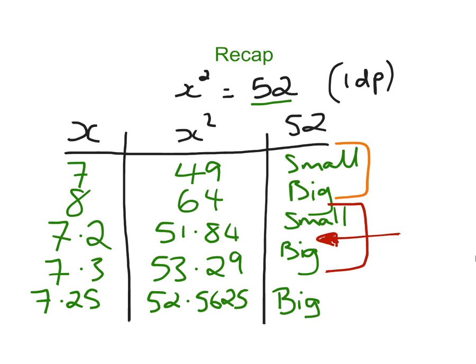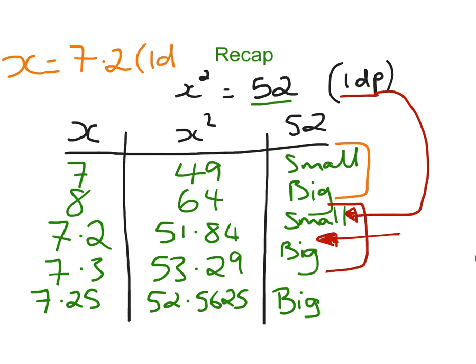Now, because this is too big, we now know that our answer to one decimal place is actually the smaller number there. So our answer, x, is equal to 7.2 to 1 decimal place. Because remember, if it's too big here, then we take the smaller one in between. And let's have a look at the next question.